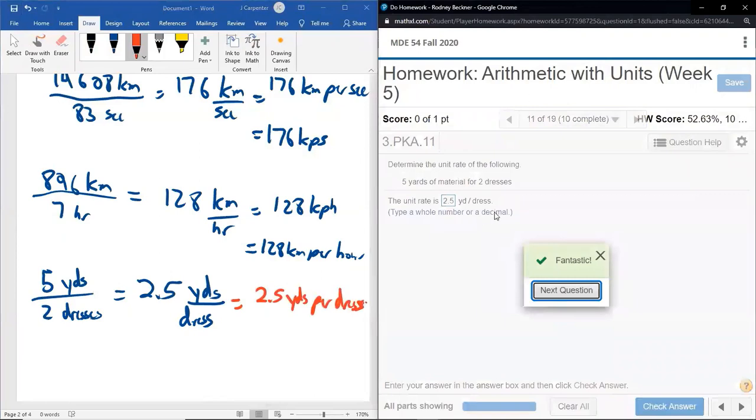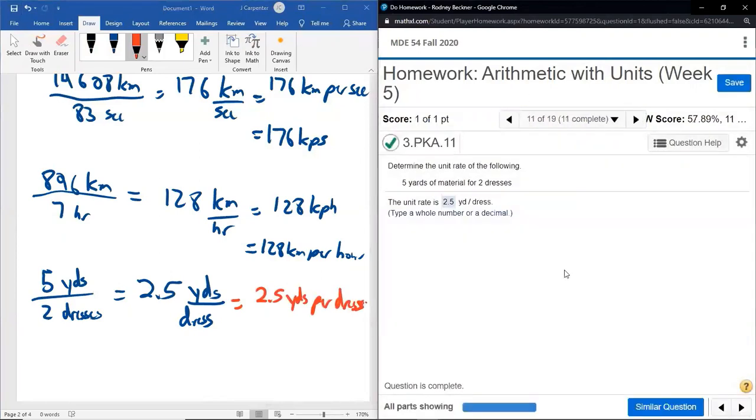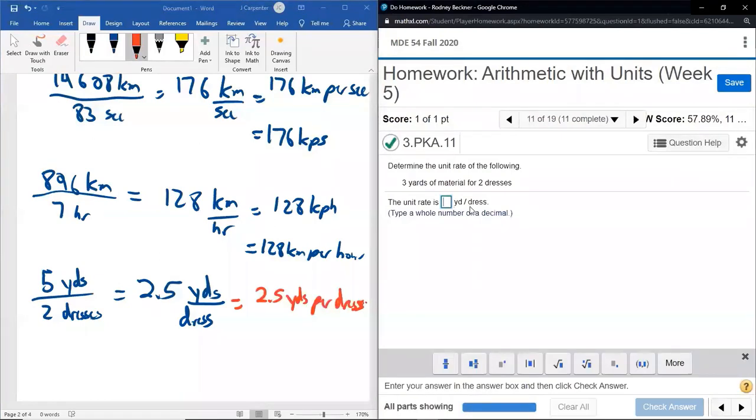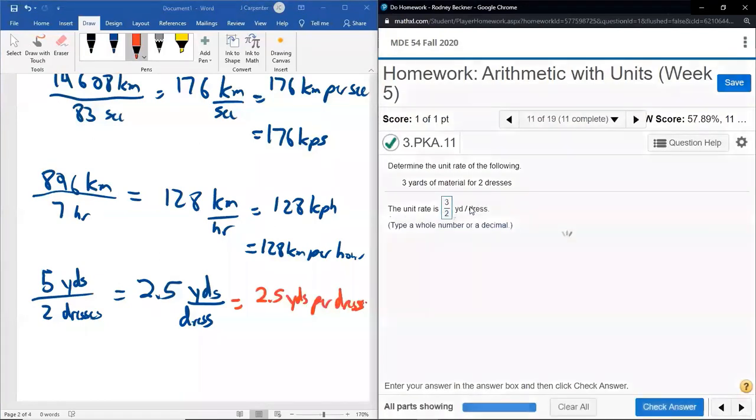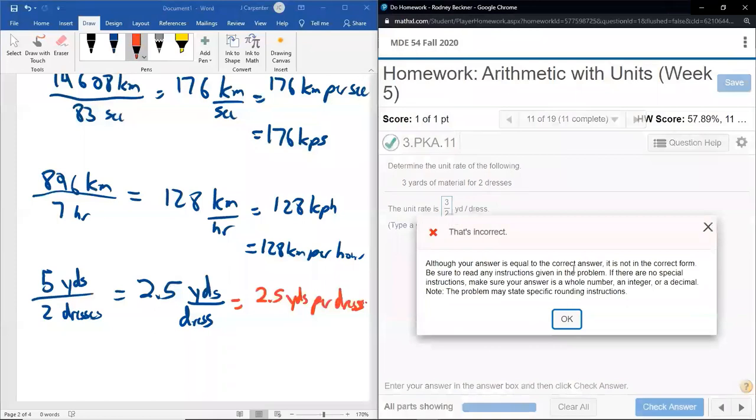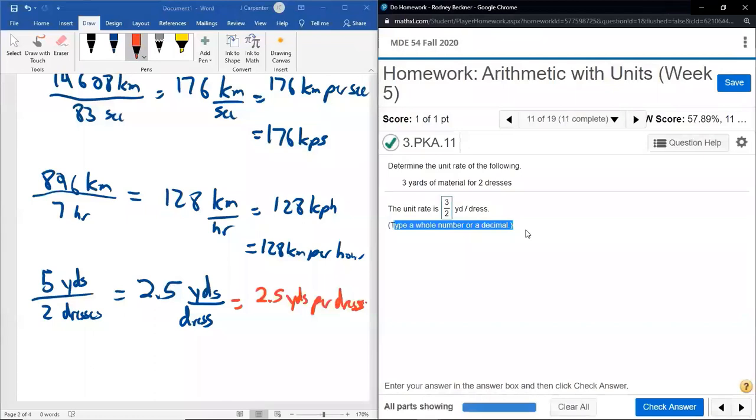Notice they said type a whole number or decimal. If I had typed in 5/2, let's do a similar question. So 3/2 would be 1.5, but look what happens if I type 3/2. They tell me, although your answer is equal to the correct one, it's not in the correct form. You were supposed to pay attention to the instructions.